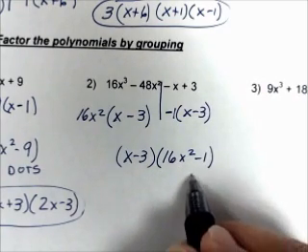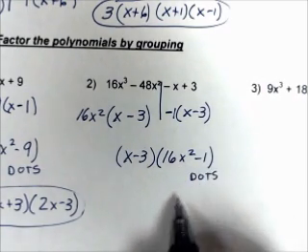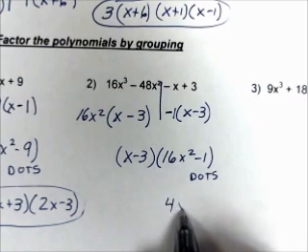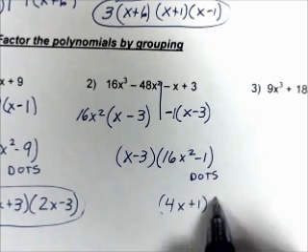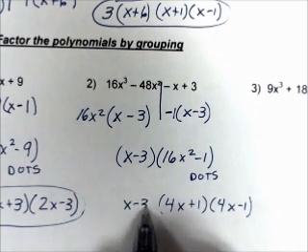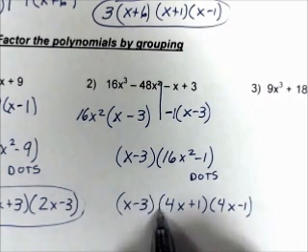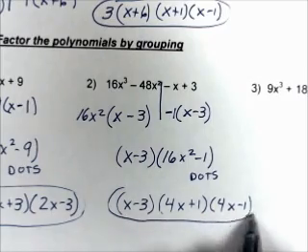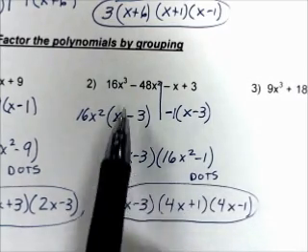But again, that's the difference of 2 squares. So factor that further. 4x plus 1 times 4x minus 1. And bring down x minus 3. So there we have the factorization of our polynomial.